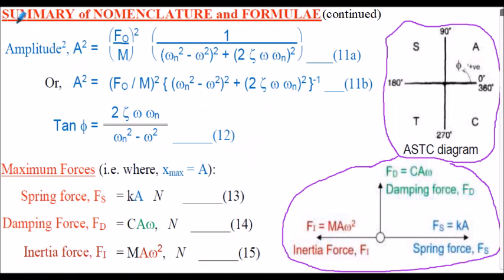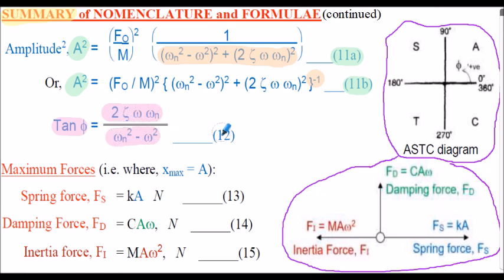Our summary continued. Just stated here is the equation for amplitude squared. There are two forms. 11a shows the fraction form here, and equation 11b shows a squared term written on one line. I've now brought the denominator shown here to the top line, but raised it to the power of negative 1. And also tan of angle phi was 2 zeta omega n omega divided by omega n squared minus omega squared.